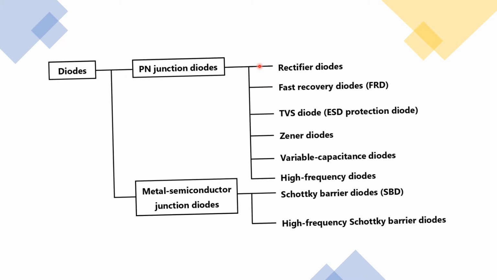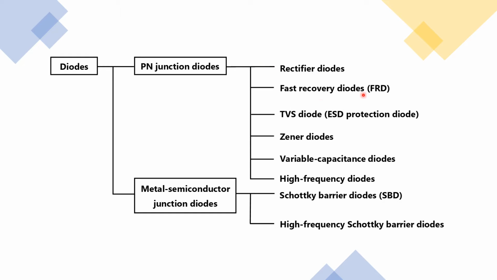The major ones are rectifier diodes, fast recovery diodes, TVS diodes, or we can say ESD protection diodes, Zener diodes, variable capacitance diodes, and high frequency diodes. Under metal semiconductor diodes there are two types: the Schottky barrier diodes and high frequency Schottky barrier diodes. Now today we are going to learn about the Zener diodes.